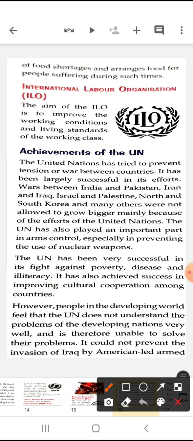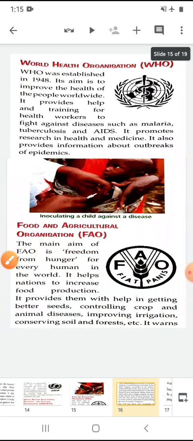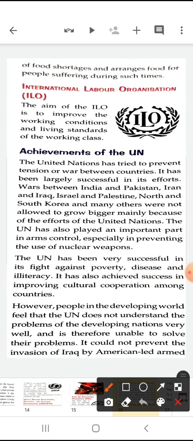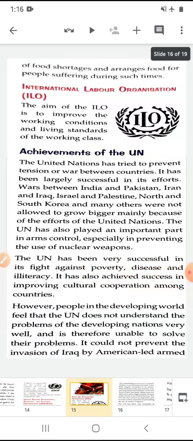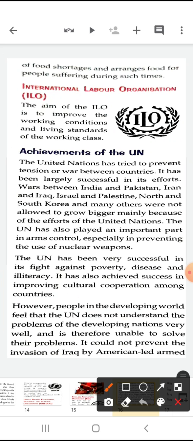It warns of food shortage and arranges food for the people suffering during such times. Okay? Next is the International Labour Organization. The main aim of the International Labour Organization is to improve the working condition and living standard of the working class. Means the people who are working or labor, they look after their working condition and living standard.